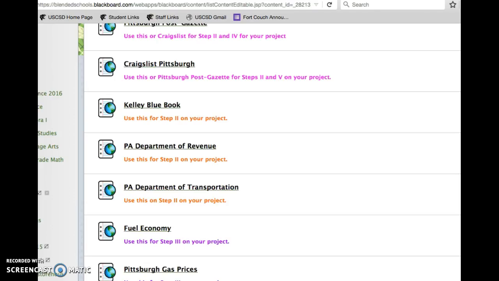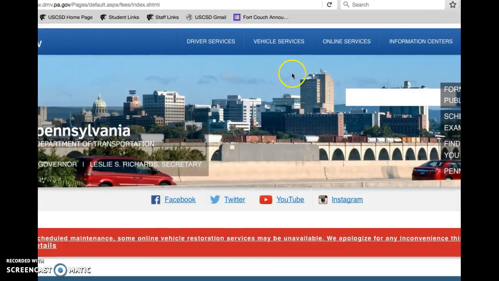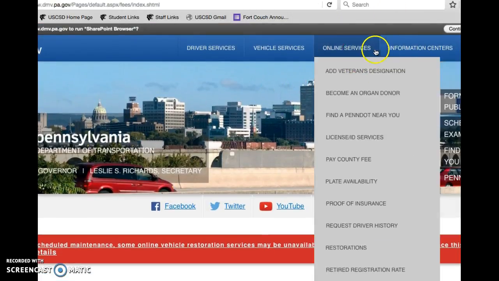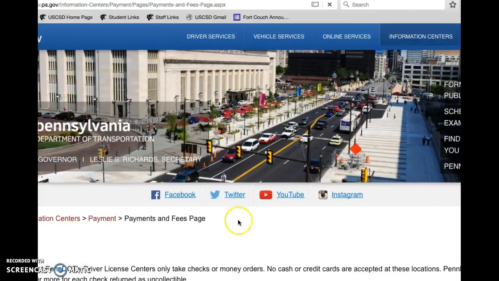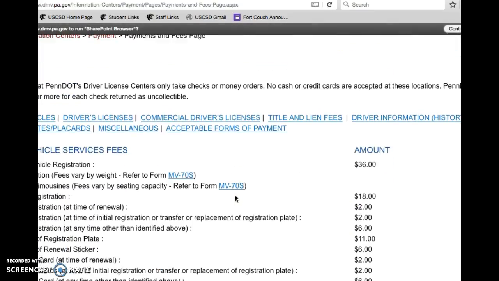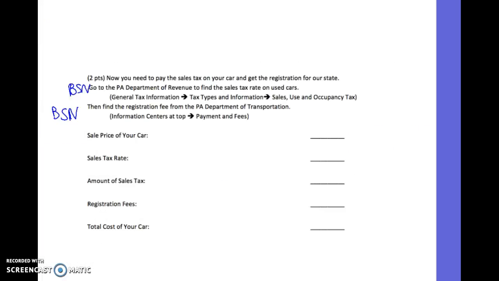Then, if you're looking for your registration fee, PA Department of Transportation, go up here to Information Centers, Payments and Fees, and you'll be able to find that number there. It's in one of these prices, and you will put those in here. So then you have to find the amount of your sales tax, so that's the percent times what you paid, your price, and you're going to get a number here.